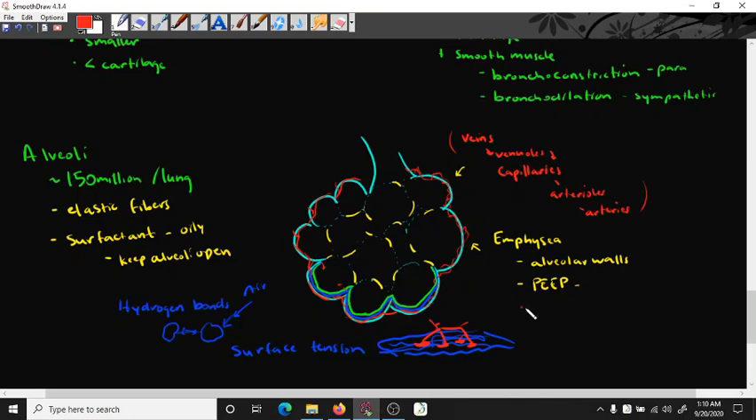Well, guess what emphysema does? It destroys surfactant cells. What are these cells called? I wrote it down. Septal cells. Septal cells. Which makes sense because septal means wall. And so these cells are in the wall of the alveoli.